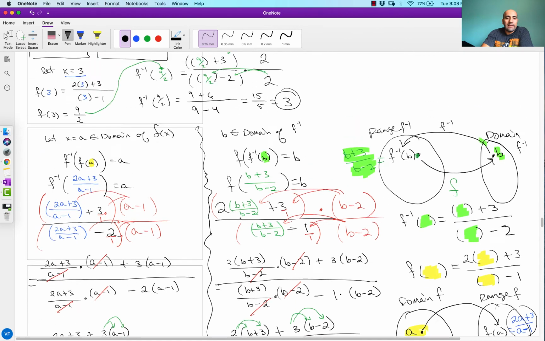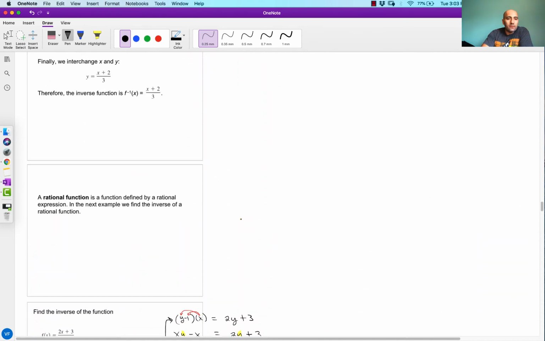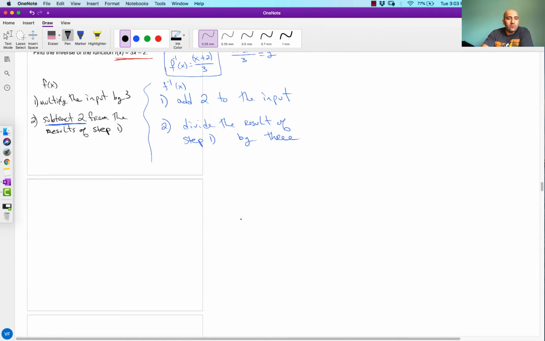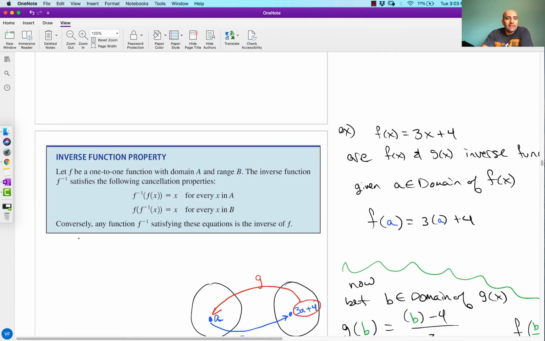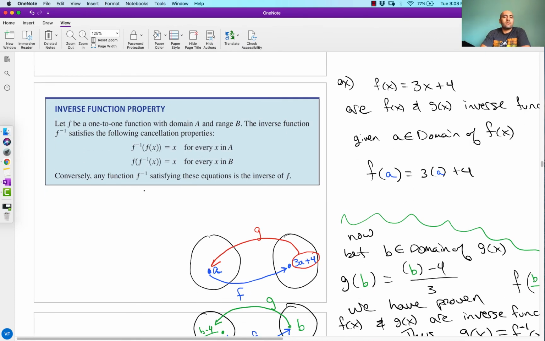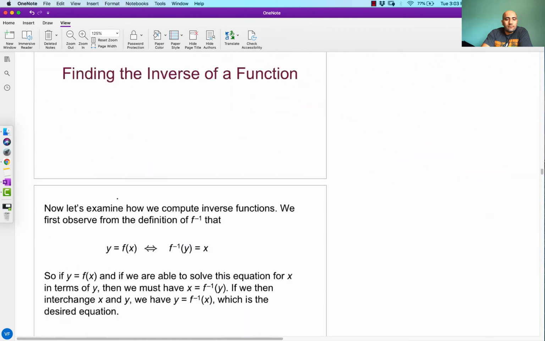And that's what this is describing up here. We're looking at this table. So back to this description of an inverse function, we just use this to prove that two functions are inverses of each other. Right? The work I did is exactly what this is describing. Okay, moving on.